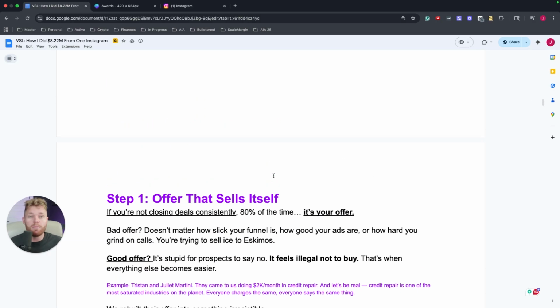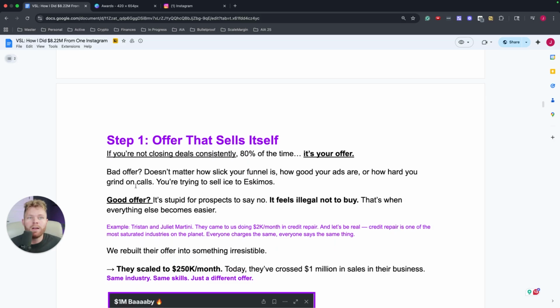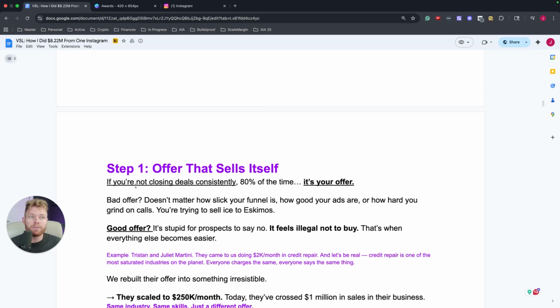The first thing and the most important: if you don't get this right or get this fixed, the rest of these steps aren't going to work for you. So step 1 is you have to have an offer that sells itself. If you're not closing deals consistently, 80% of the time, it's your offer. With a bad offer, it doesn't matter how amazing your funnel is, how amazing your ads are, or how hard you work. You're trying to sell ice to Eskimos.